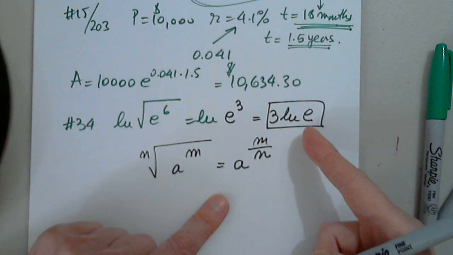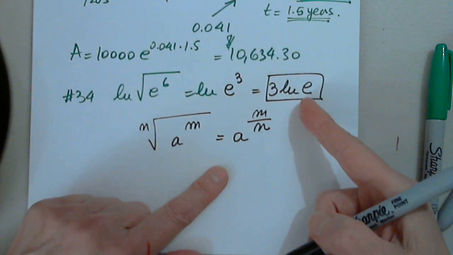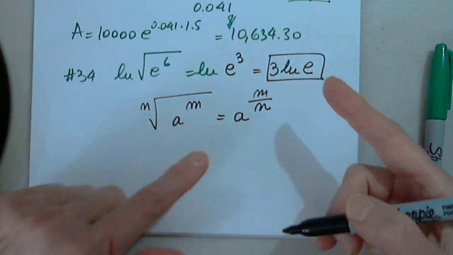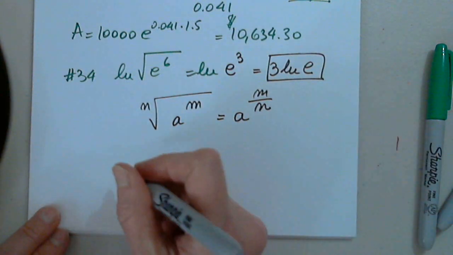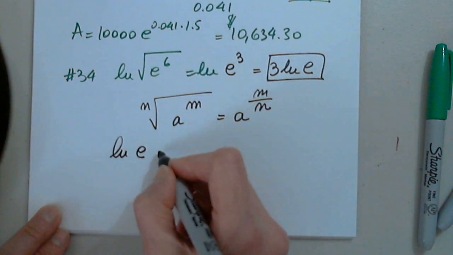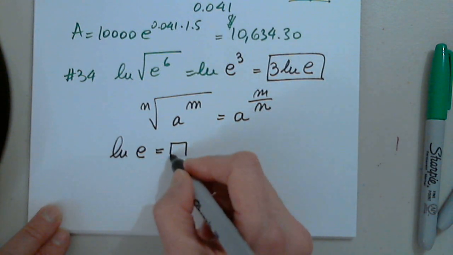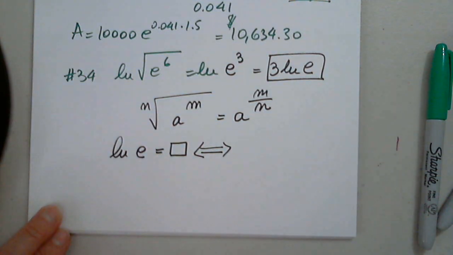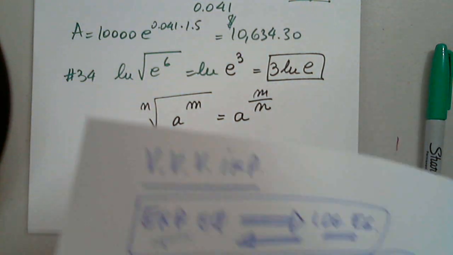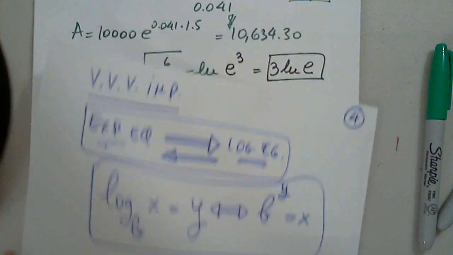Now, natural log e, let's say we don't know what it is. We can calculate it, but I would like to show you something here. We can put it in the calculator, but I don't want to. You can. So, natural log e is a number. I don't know this number. But I know how to convert this, because we just wrote this. Any log equation can be converted into an exponential.